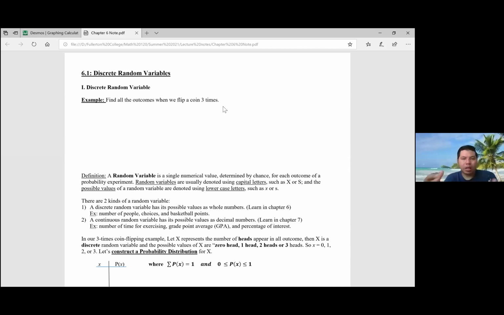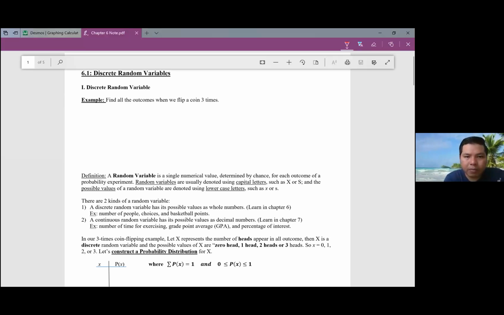Now I would like to start with the definition of a discrete random variable. Let's do this experiment. Suppose that we flip a coin 3 times and see if we can find all the outcomes. From chapter 5, we know that there will be 8 different outcomes. When we flip the coin for the first time, you get head or tail. Second time you get head or tail, and third time you get head or tail. That's the logic we've been through. Same thing with this one, head or tail, head or tail, head or tail.